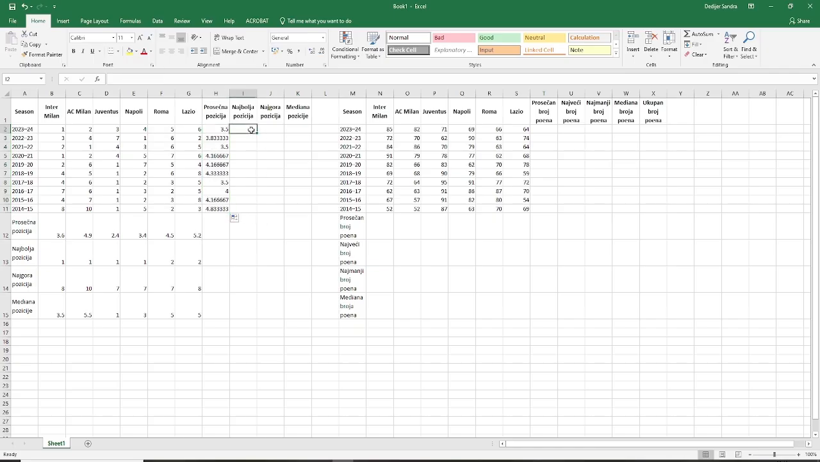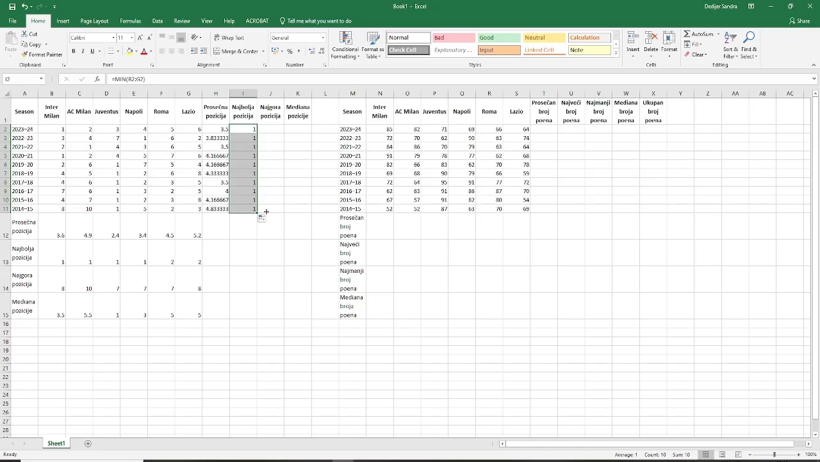Using the formula min, from B2 to G2, we calculate the best position of this group of teams. We apply the formula to the remaining seasons. It is clear that one of these teams has always been the champion in the last 10 seasons.